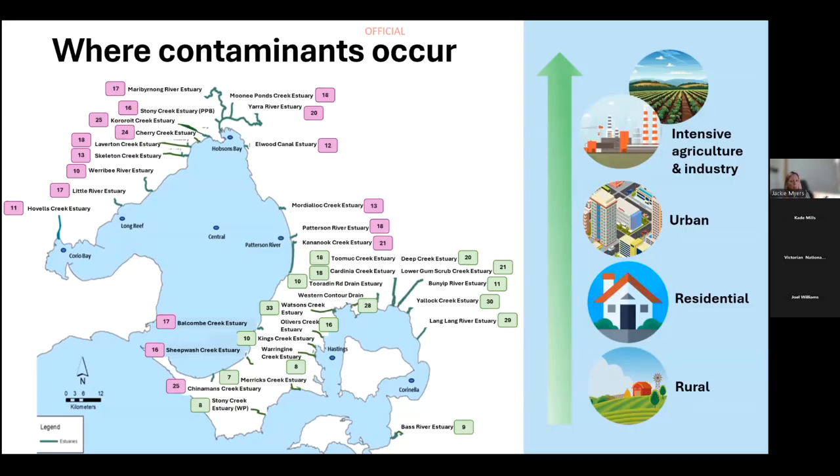For example, we've done some initial work on this data where we've looked at the relationship between land use and the presence of contaminants. What we've found is that there are several sites with really high contaminant counts, and these were linked to catchments that were dominated by intensive agriculture or intensive industrial activities. In contrast, we had some catchments characterised primarily by things like rural living or residential areas, and these showed lower numbers of contaminants.